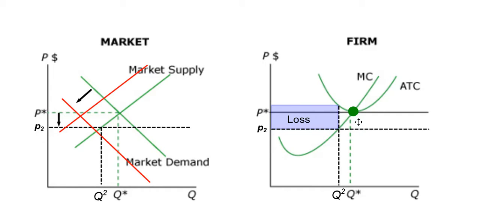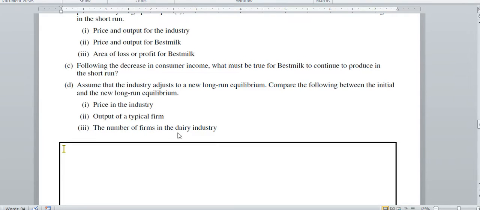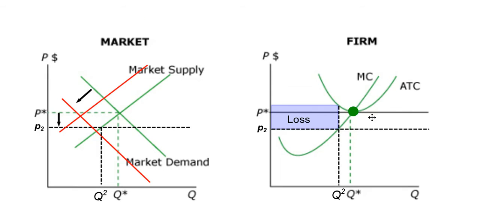Okay, I think that pretty much does it for problem 4. So the number of firms in the dairy industry is going to decrease, and the output for a typical firm that stays in the market is going to be right back where it was.